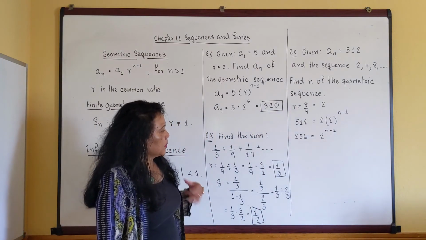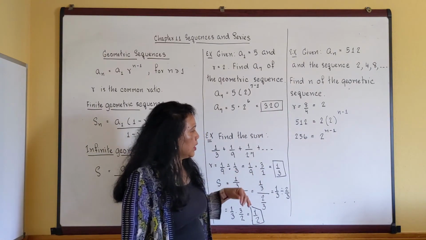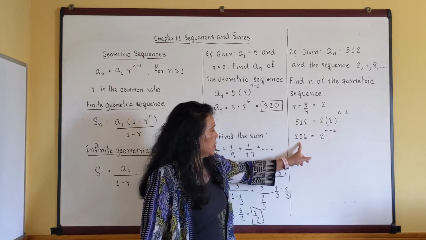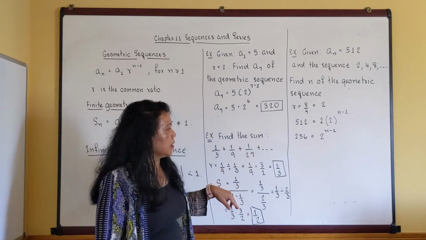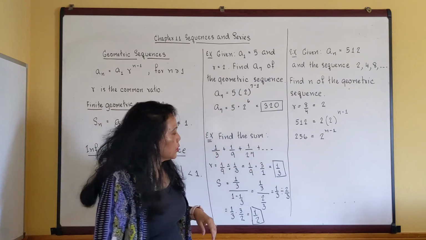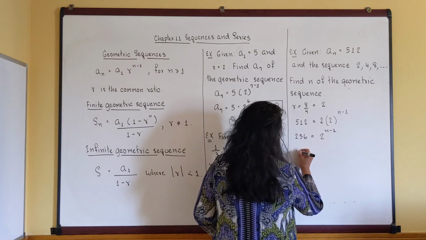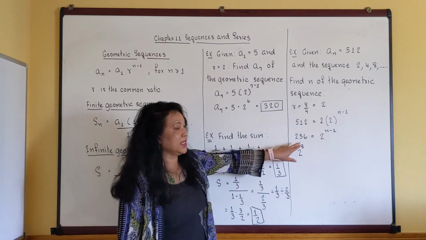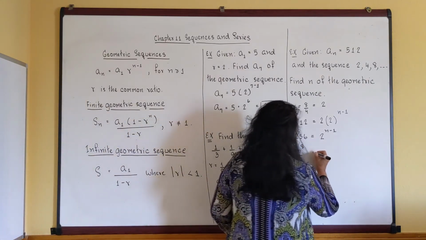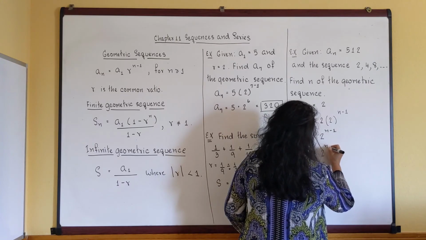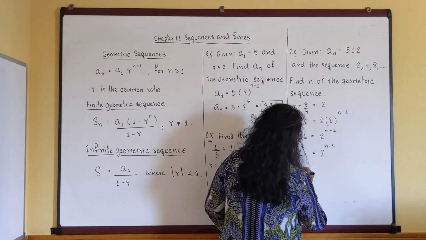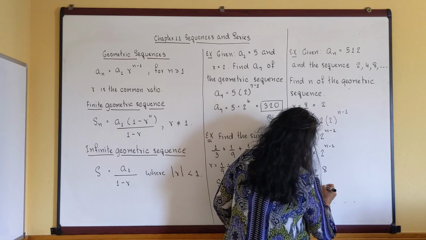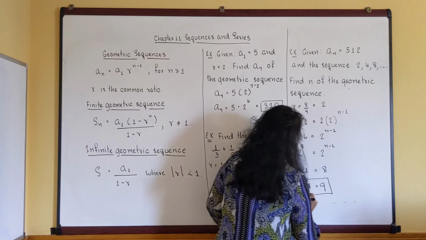Alright. Now you have to solve for n. One way of doing this is to try to make the base the same. This is base 2, make this base 2. If you can't, you have to take logs and do all that. I think 2 to the 8 is equal to 256. Alright? And then on the right hand side, I have 2 to the n minus 1, which means n minus 1 equals 8. Then n would be 9. So my n is 9.